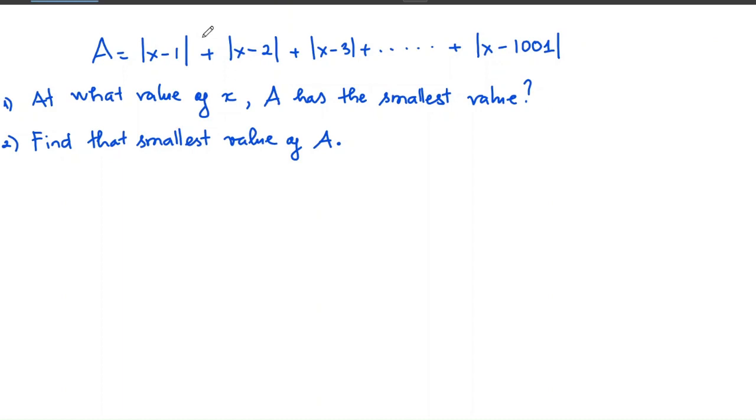Today we have one problem about finding the value of A. This is the sum of absolute value of x minus 1, x minus 2, absolute value of x minus 3, until the absolute value of x minus 1001. The question is, at what value of x does A have the smallest value? And the second one is to find the smallest value of A. So how will we do this one?